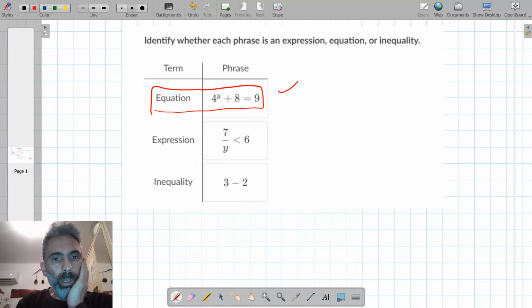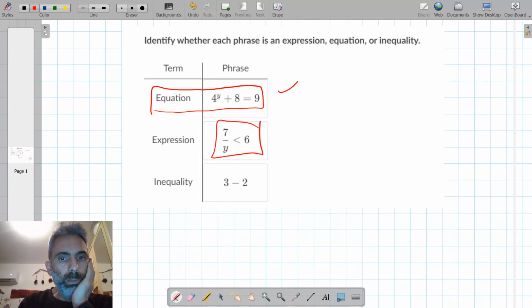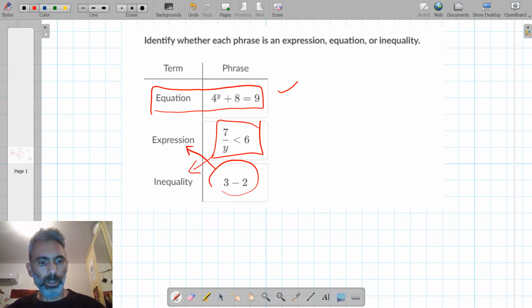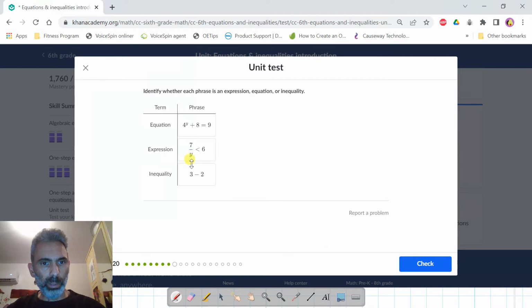Okay, this is an inequality because we have two sides, but they are not equal. The left hand side is less than the right hand side, so this is an inequality. And this is an expression because we don't have an equal sign or less than or greater than sign. So it means that this is an expression with two terms. 3 is a term, 2 is a term. So 3 minus 2 is an expression.